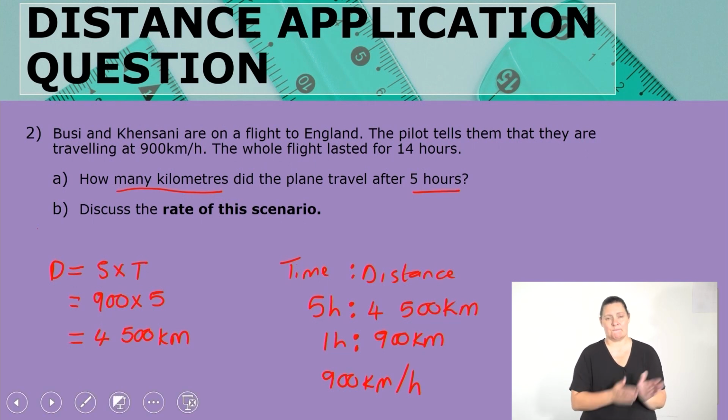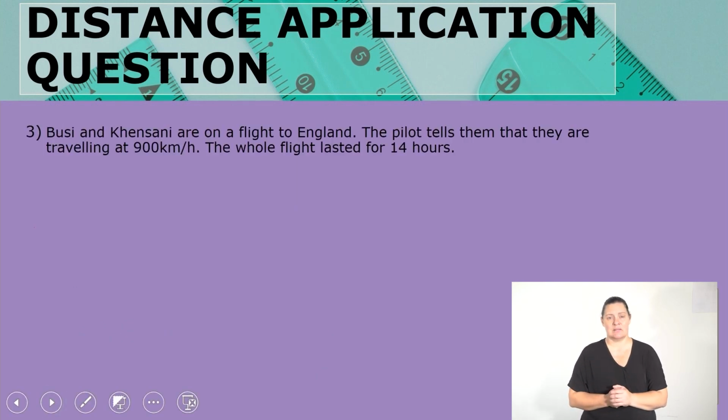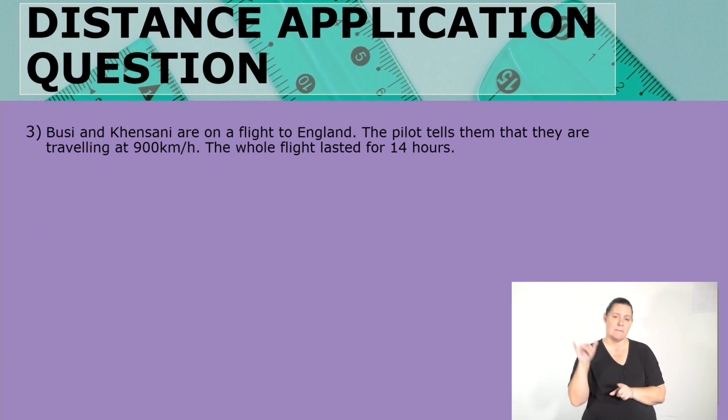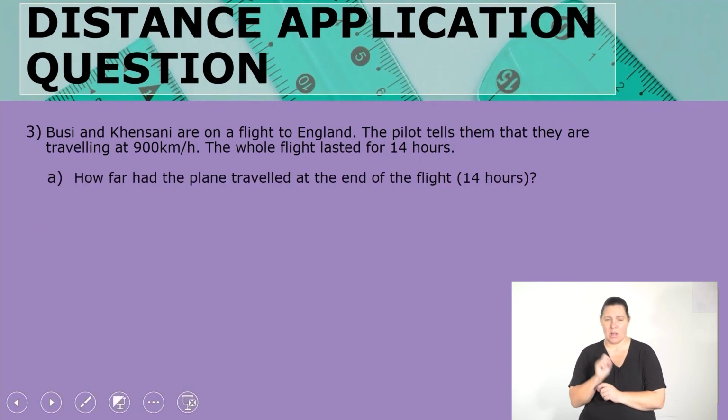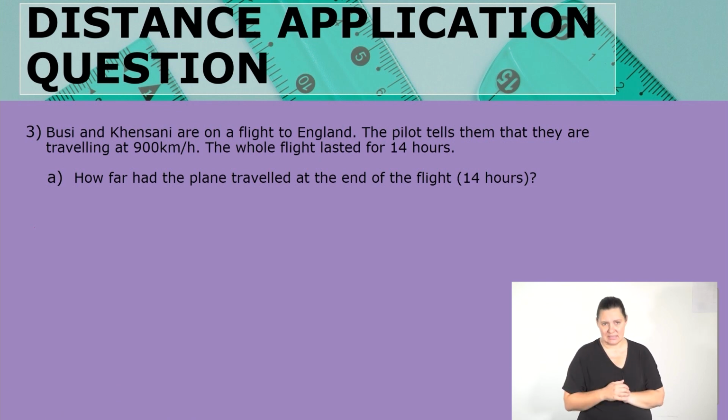Okay, let's move on to the next one. Now, Busi and Kensani are on a flight to England, so we are still on the same flight. Now, the pilot tells them that they are traveling at 900 kilometers per hour, and the whole flight lasts 14 hours. How far had the plane traveled at the end of the flight? So remember, the whole flight lasted 14 hours. So at the end of the flight, we want to know what was the distance covered in 14 hours.